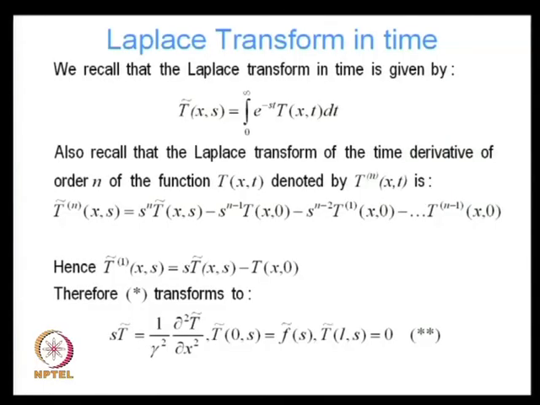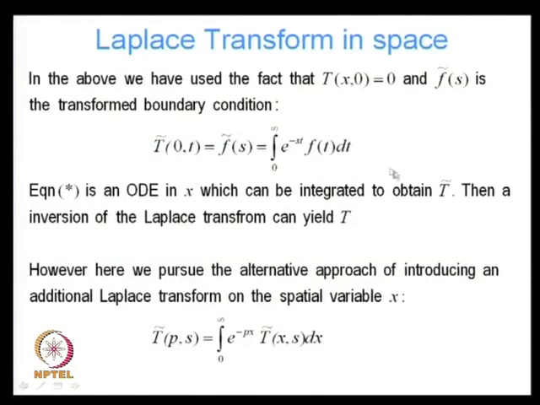If I want, I can integrate that twice and find my T tilde in terms of x. I can do that, and then if I want, I can do an inverse Laplace transform and get back my time dependence. So, that is one way of doing it. It is an ODE in x which can be integrated to obtain T tilde, then I can do an inverse Laplace transform to get my final solution T.